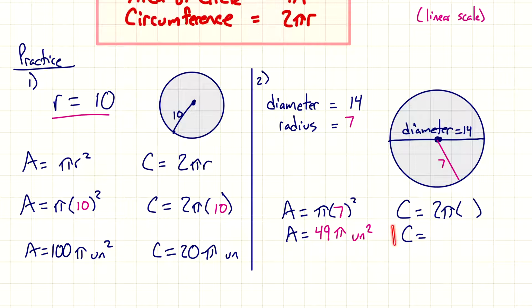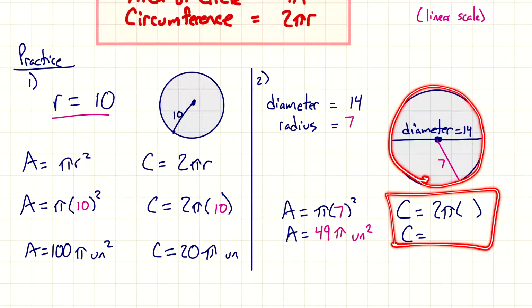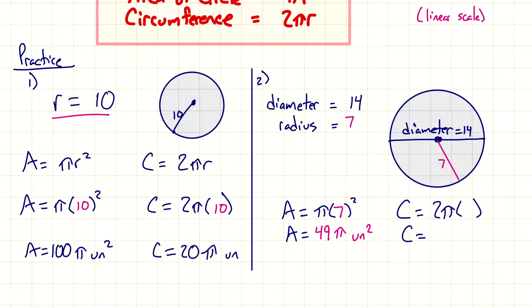And what is the circumference of this circle? Circumference being the distance around. Can you tell me what the circumference is of this circle? Let's see if you got this correct. We're going to plug in a 7 as well. So we're looking at 2 pi times 7. 2 times 7 is 14 pi units. Hopefully you got that correct.